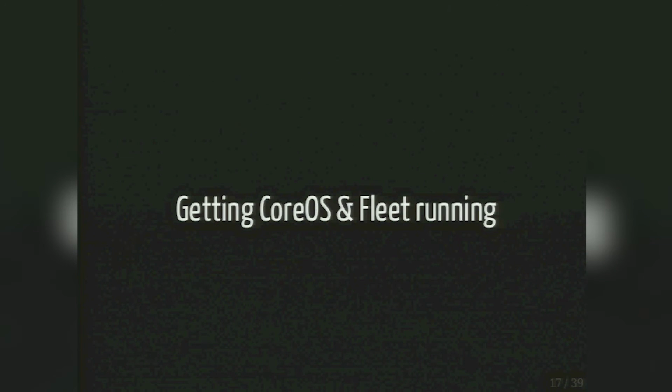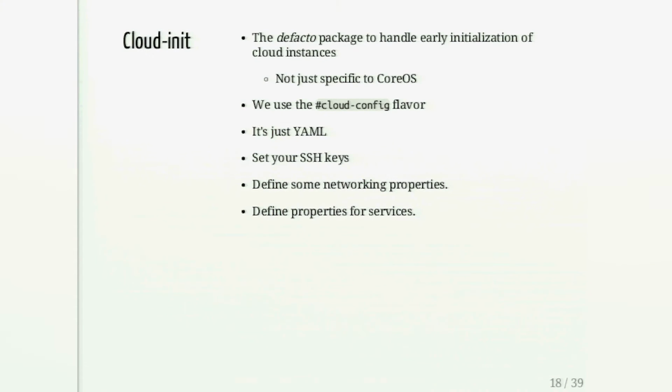One of the first things you're going to run into with CoreOS is using a cloud init script. You might have run into this before if you're using OpenStack or AWS or DigitalOcean. You've probably seen this. If you haven't, it's not a big deal. It's just a YAML file, and we're going to set some SSH keys, some basic networking properties, and we're also going to spin up some services such as etcd, which I mentioned.